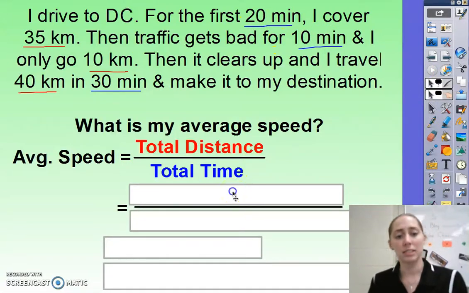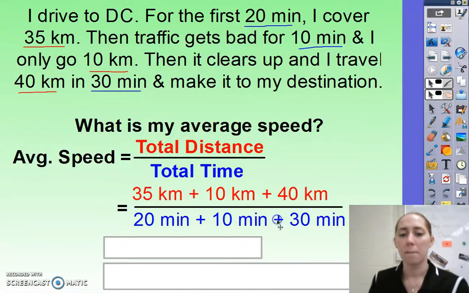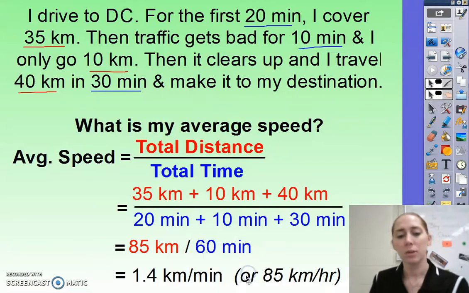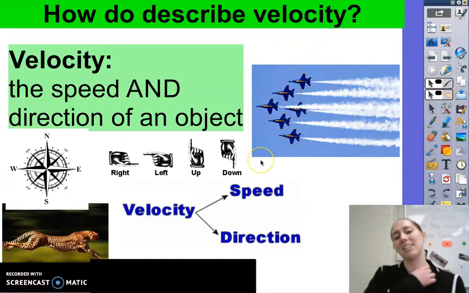So for my total distance, I take my 35 plus my 10 plus my 40 kilometers, and I divide it by my 20 minutes plus my 10 minutes plus my 30 minutes, which gives me 85 kilometers divided by 60 minutes, which gives me 1.4 kilometers per minute, or if I were to convert it, 85 kilometers an hour.